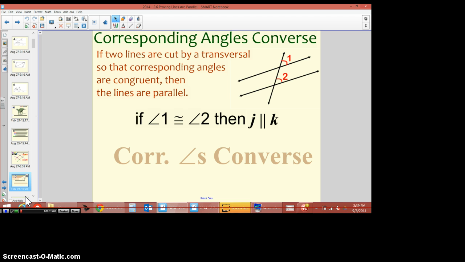So if we talk about the corresponding angle converse, before I would give you two parallel lines, and from that we knew that those two angles were congruent because of corresponding angles. Well, now we're working backwards. If you have a setup like this where there's two lines cut by a transversal, and you know that angle 1 and 2 are congruent, then you know that the two lines being cut are parallel. And here it says J and K, but they're not really labeled that way. So that's corresponding angle converse. If I give you those angles are congruent, you can then tell me that they're parallel.